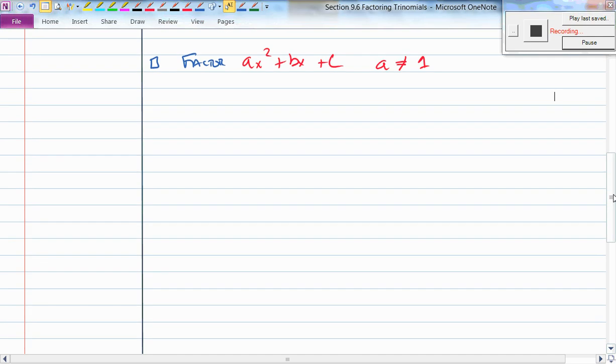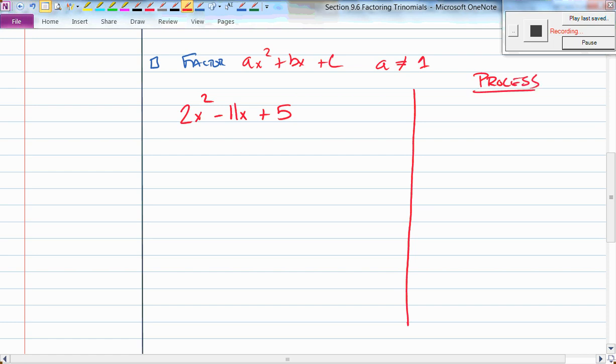And I'm going to give you an example, and we're going to go through the process together. So we're going to factor 2x squared minus 11x plus 5. And over here on the right-hand side, we're going to write down the process that we're doing. So, the first thing we want to notice is, is this a trinomial, yes or no? Yes, this is a trinomial. Okay? Is the leading coefficient a 1? No, it is not. What is the leading coefficient? The leading coefficient is a 2. All right? So the first thing that we're going to do, step 1, is we're going to multiply.